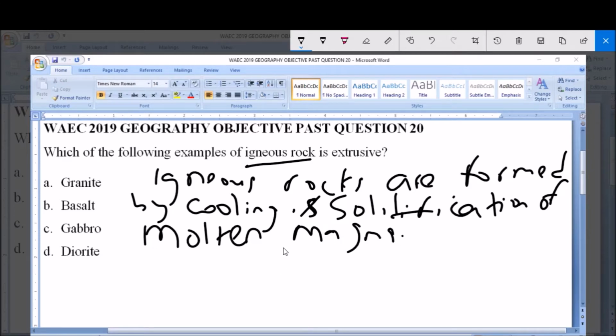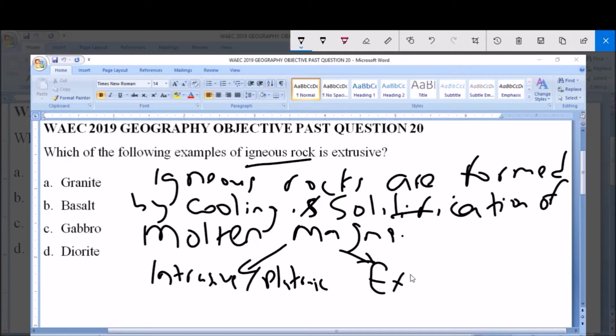Now, igneous rocks are of two kinds, or two classes. The first are intrusive rocks, also known as plutonic igneous rocks, and the second are extrusive or volcanic igneous rocks.